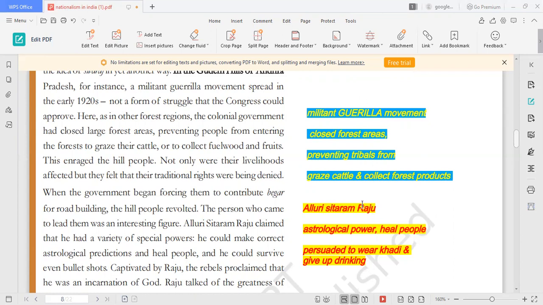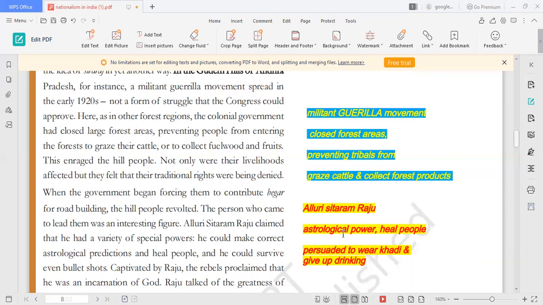Alluri Sitaram Raju was a son. He was glorifying himself as the agent of God. I got sent by God to save you. I have the power to predict your astrology. I have a special astrological power. I can heal your illness. I can heal people. I can heal your problems. He was telling in such a way that he has special powers. He glorified himself, and he persuaded the people.